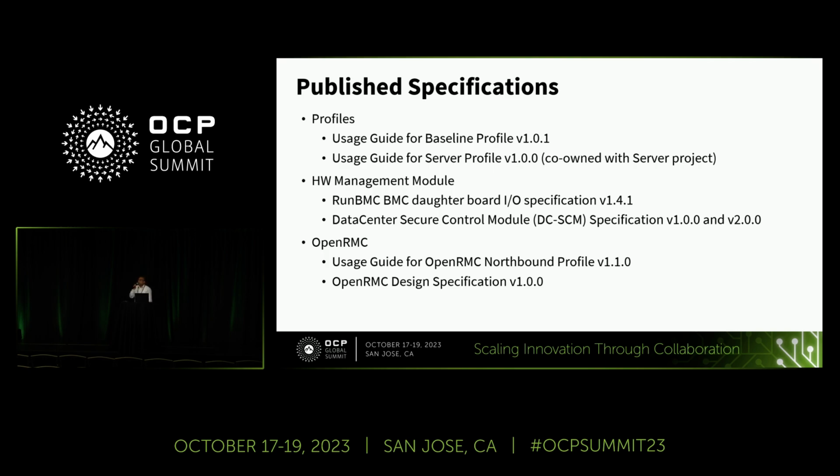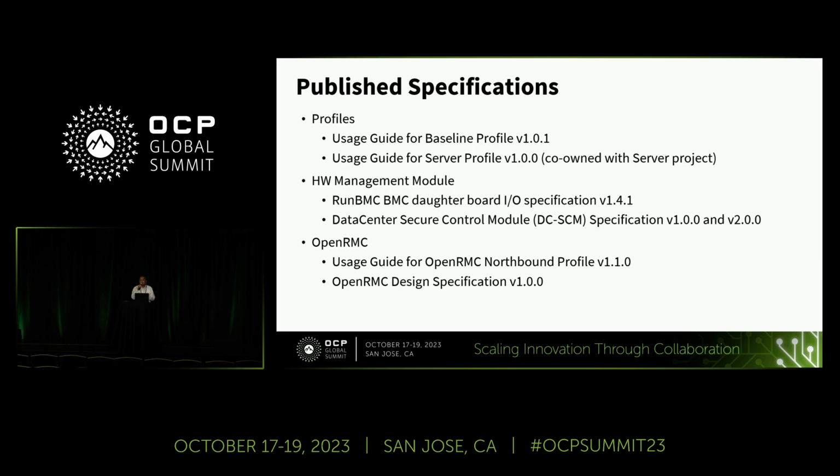So what we already have published so far is the profiles, where we have the baseline profile defined by this project, and then we co-own the server profile, which is derived from that with the server project. Other projects can take this baseline profile, which defines a set of baseline requirements for management, including some basic inventory, monitoring and control, which includes temperature monitoring and power. So that is what is in the baseline.